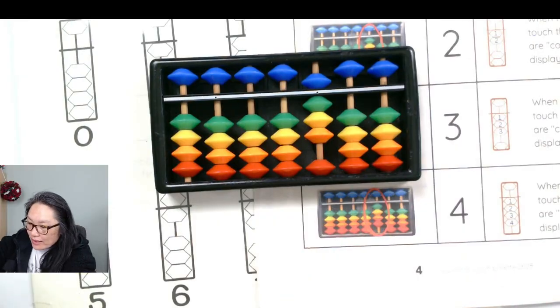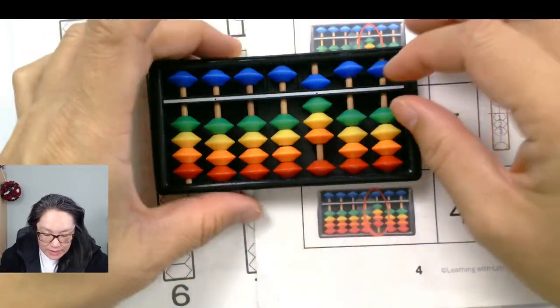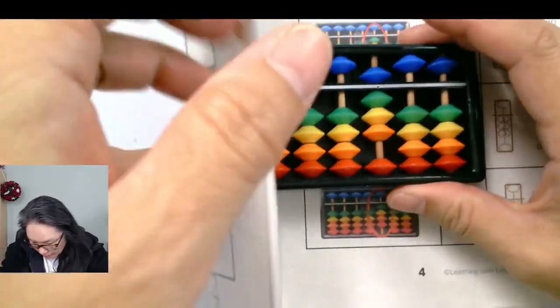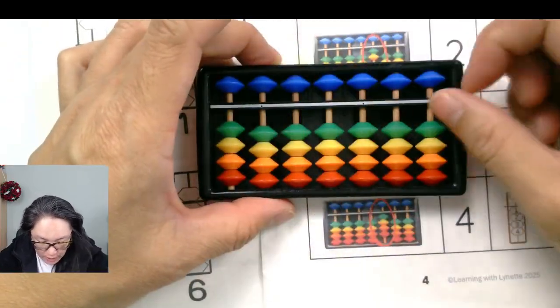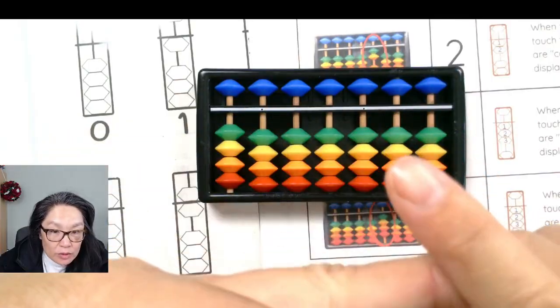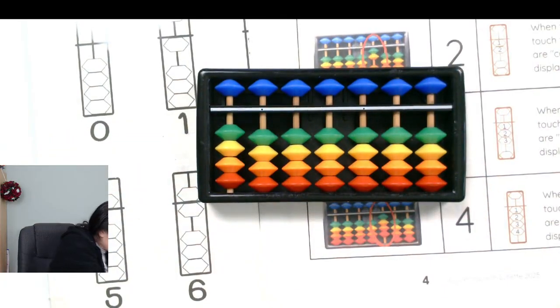So what we're doing is we're counting on the abacus. Counting on the abacus is a math tool, and we can actually do adding, subtracting, multiplying, and dividing. It depends on how far we go, but for the most part, it depends on energy level.